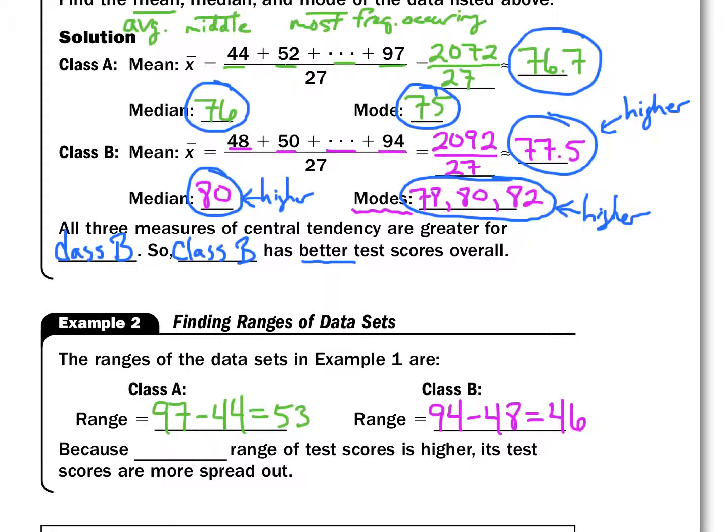Now, because Class A has a range of test scores that's higher, that means that the test scores are more spread out. Okay, so there's greater variation in the maximum and minimum than there is in Class B. So the scores are more spread out.